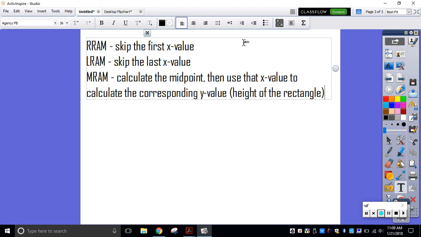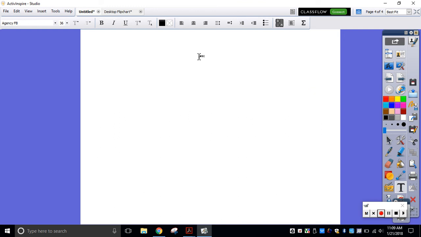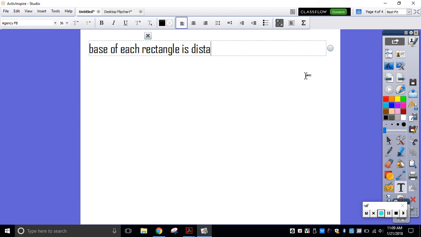Alright, so just some more front loading of information. They're going to give you a width or base of each rectangle. And a lot of times it's consistent. So I just want to give you a quick way to find it. The base of each rectangle is the distance between your x values. So in your activity it was 1. That's the base of each rectangle because that's how far apart your x values were.